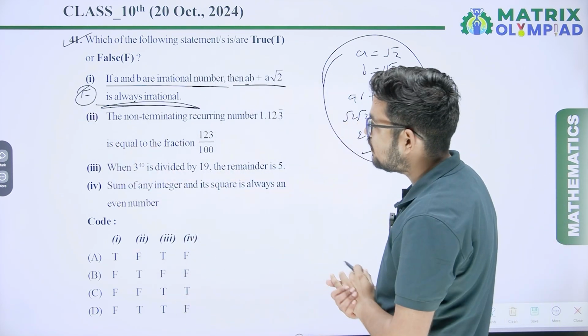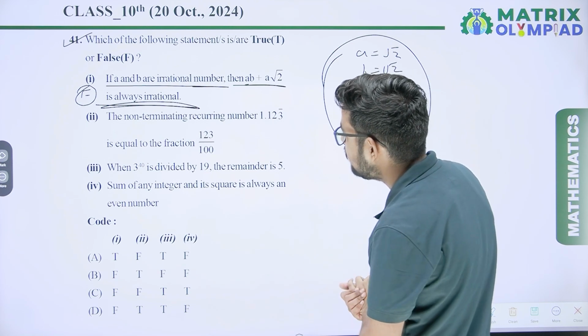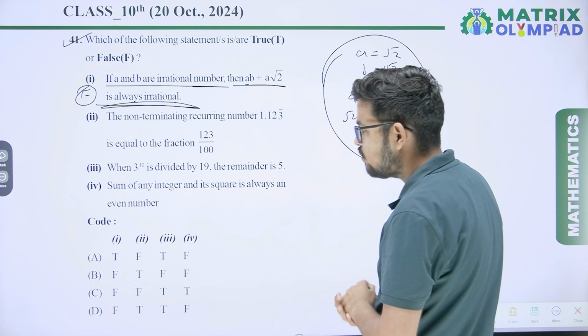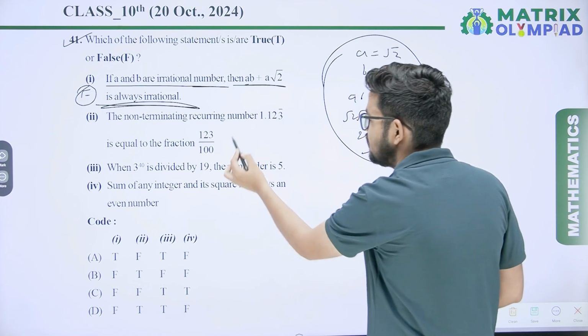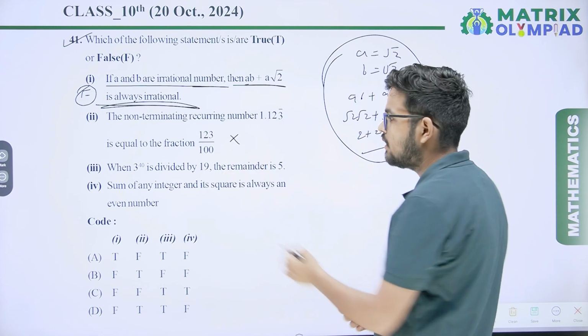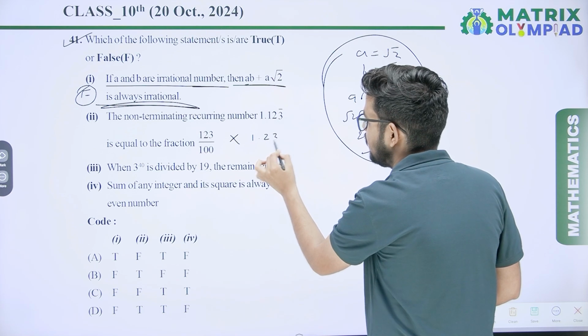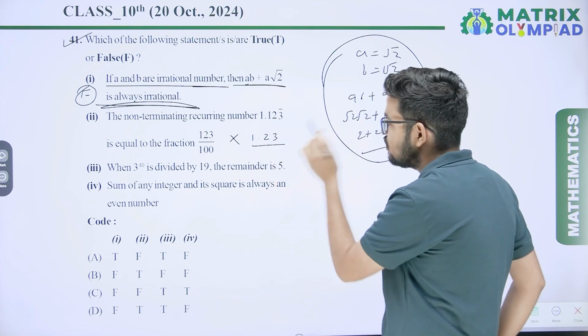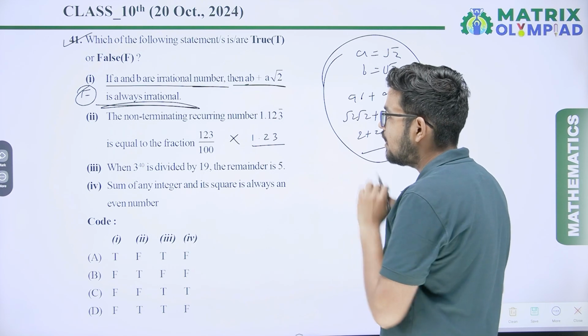Second: the non-terminating recurring number 1.123 bar is equal to the fraction 123 upon 100. No, it is not equal to 123 upon 100, because 123 upon 100 equals 1.23. It is a terminating number. It is not equal to 1.23 bar.